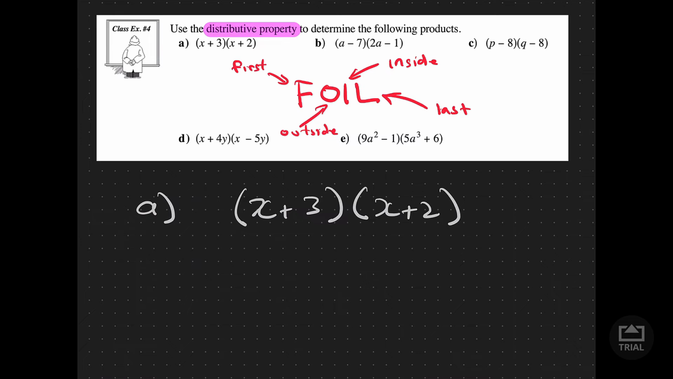Okay, so when I'm multiplying these together, we just want to follow that order. So the first ones, that's this one times that one. Okay, so those are the two first ones. Then the outside ones, that would be this times that. So this is my outside, and the other one that I did first was my F. Okay, now we're going to go to the inside ones, which is this one times that one. That would be my I for inside.